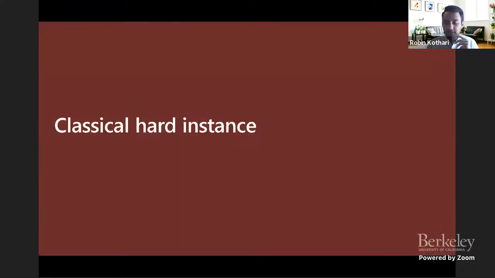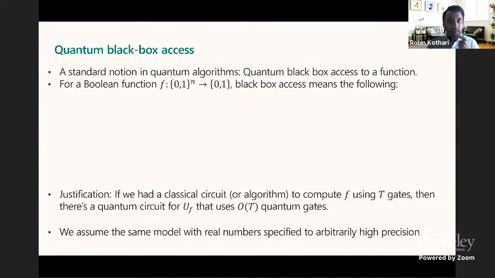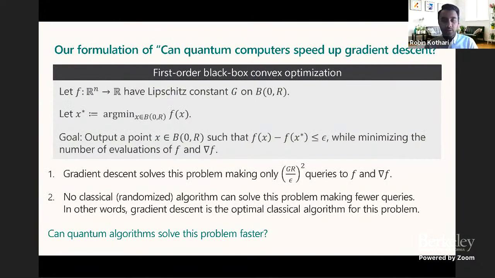All right, so now I've made the problem well-defined quantumly, and let me go back to what we're asking. We're asking, can quantum algorithms solve this problem faster? And we know a classical lower bound of GR over epsilon squared. So one thing to do when you're trying to ask if quantum algorithms can solve the problem faster than classical algorithms is to take the classical hard instance, the hard instance that appears in the classical lower bound, and see if you can speed that up quantumly.